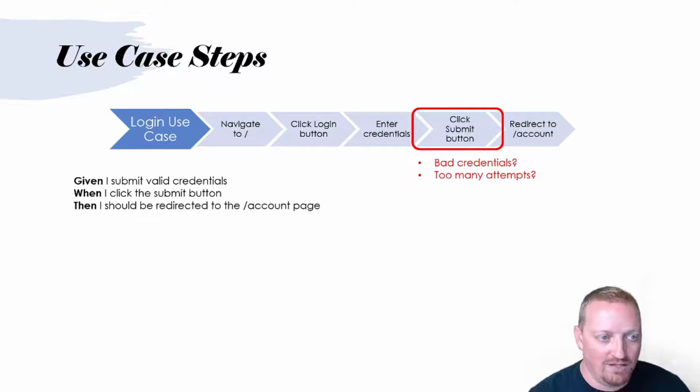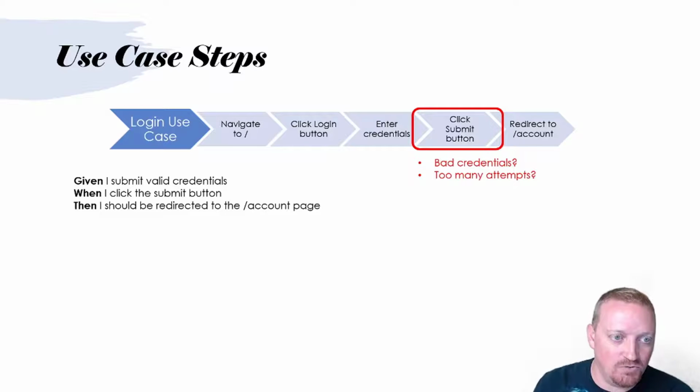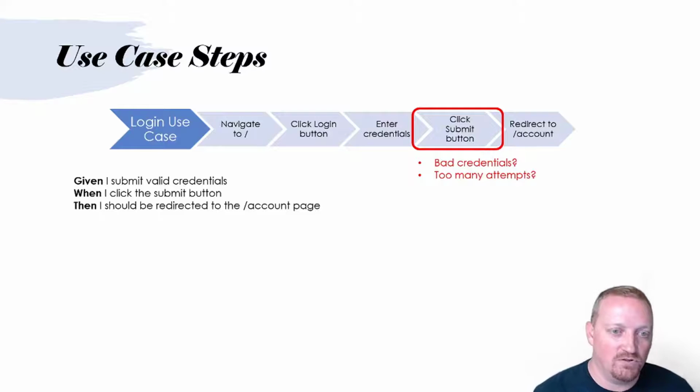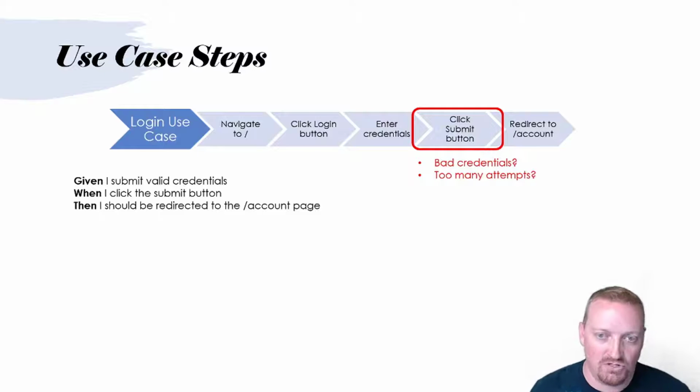The when in given, when, then, the when I click the submit button, is the act of arrange, act, assert, right? So when this thing happens, or act this way, or do this thing, right? That's the when. So arrange, act, and then finally assert is then. So then and assert are synonymous. So then I should be redirected to the account page. The assertion in a test would be that some sort of trigger to be redirected to the account page would be the result of that action. So given, when, then is really the same thing as arrange, act, assert.